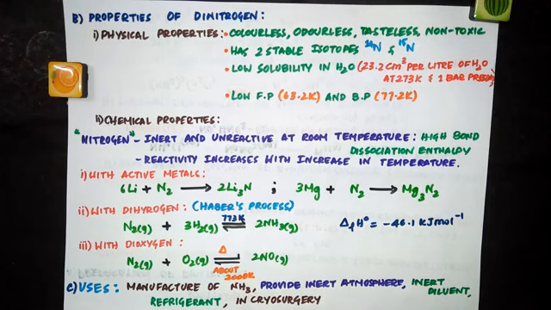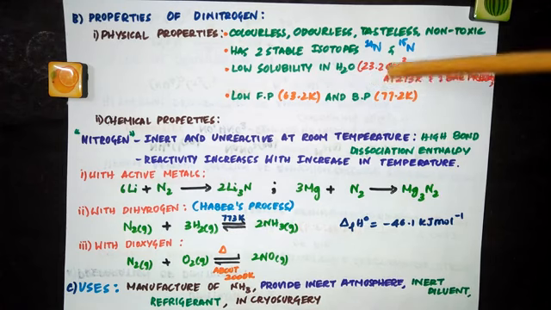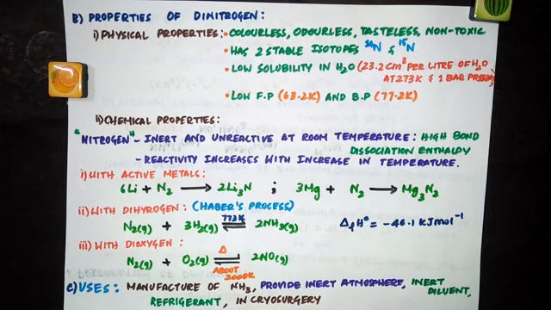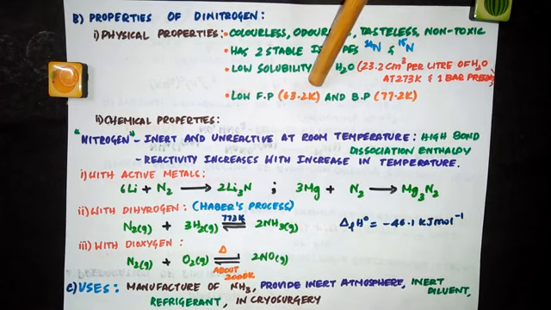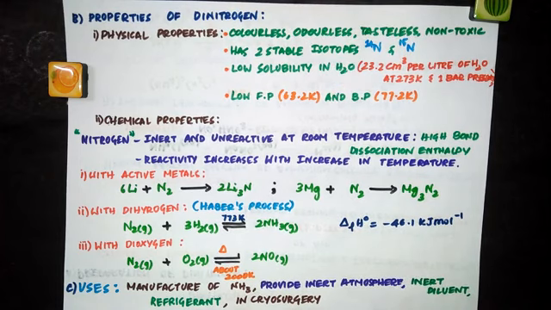And nitrogen is very slightly soluble in water. So when you take 1 liter of water at 273 Kelvin and 1 bar pressure, you can dissolve 23.2 centimeter cube of nitrogen in 1 liter of water. And the freezing and the boiling points are low. Freezing point is 63.2 Kelvin and boiling point is 77.2 Kelvin. So these are the physical properties of dinitrogen.